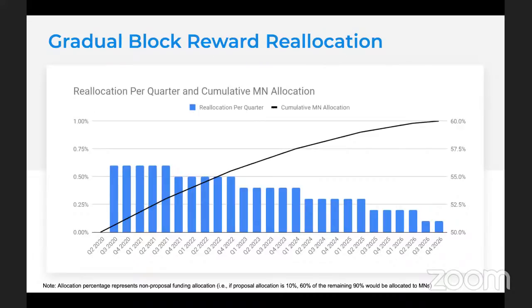So I have this in a chart in the appendix. We'll release the slides after the presentation, and you can see quarter by quarter exactly what these numbers are. If you're interested, you can see each quarter's reallocation, the cumulative reallocation, and what that means for masternodes and miners in that quarter.